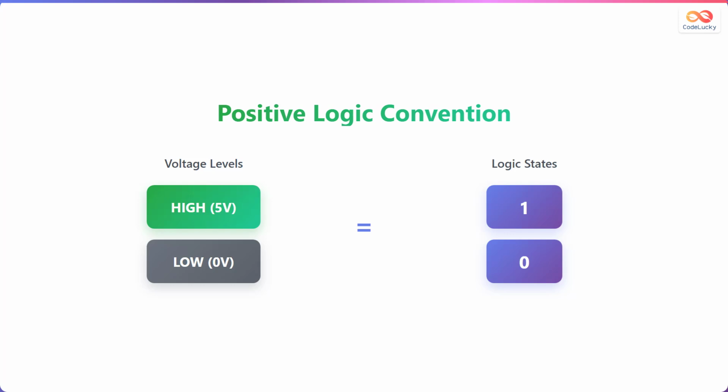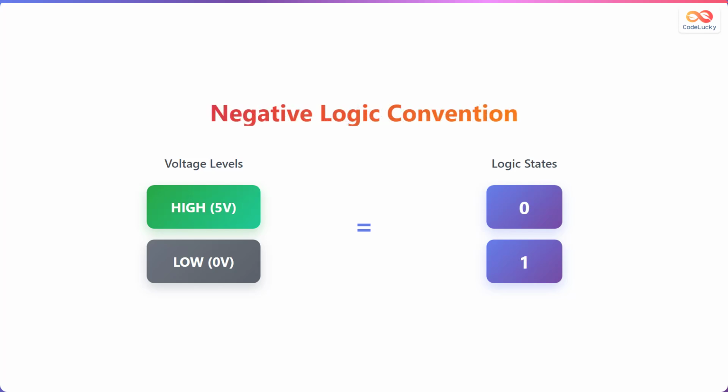In positive logic convention, a high voltage level, often 5 volts, is defined as logic 1, and a low voltage level, typically 0 volts or ground, is defined as logic 0. This is the more intuitive and commonly used convention. In simpler terms, if you see a higher voltage, you interpret it as a true or on state. Conversely, a low voltage indicates a false or off state.